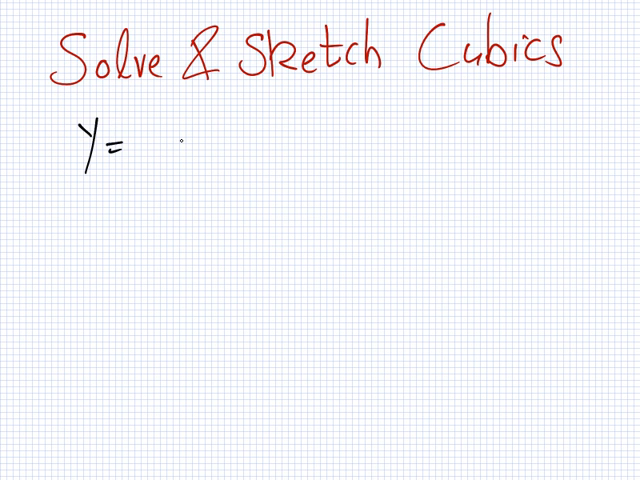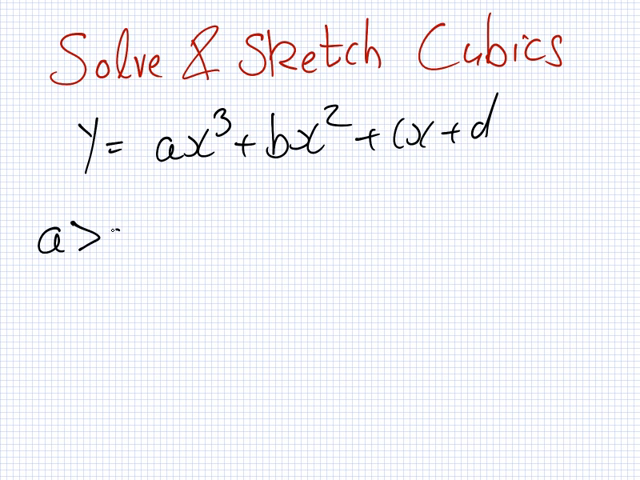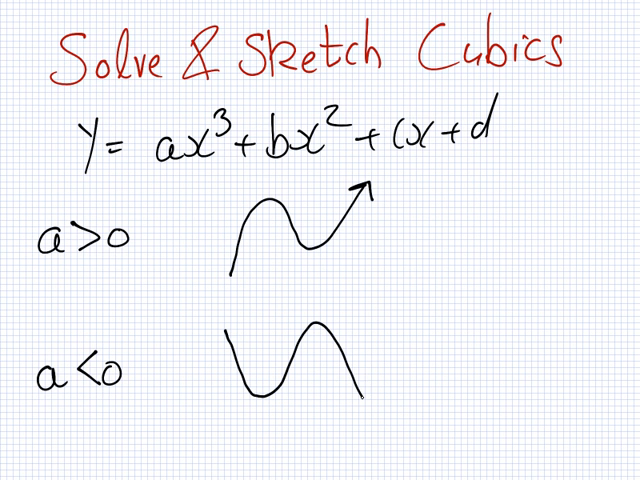So if we have y equals ax cubed plus bx squared plus cx plus d, if the a is positive, we get this shape. And if the a is negative, down, up, down, we get this shape. So let's look at drawing an actual example.